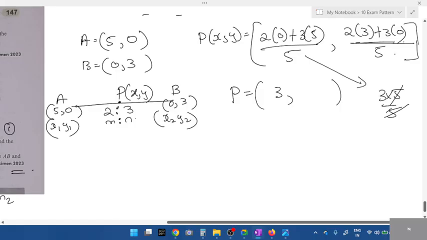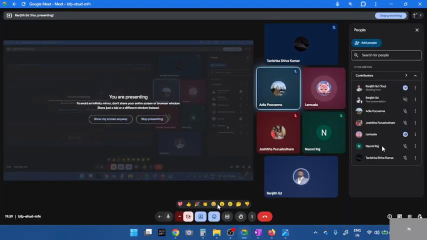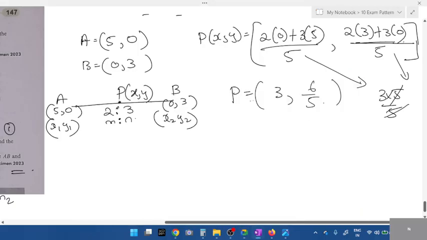What about this one? 6 by 5. All of you got 3 comma 6 by 5. Is it correct? What about Adya, Joshita and Naomi? Naomi, Lemula, same answer. 3 comma 6 by 5. At least this one you have also done, students.